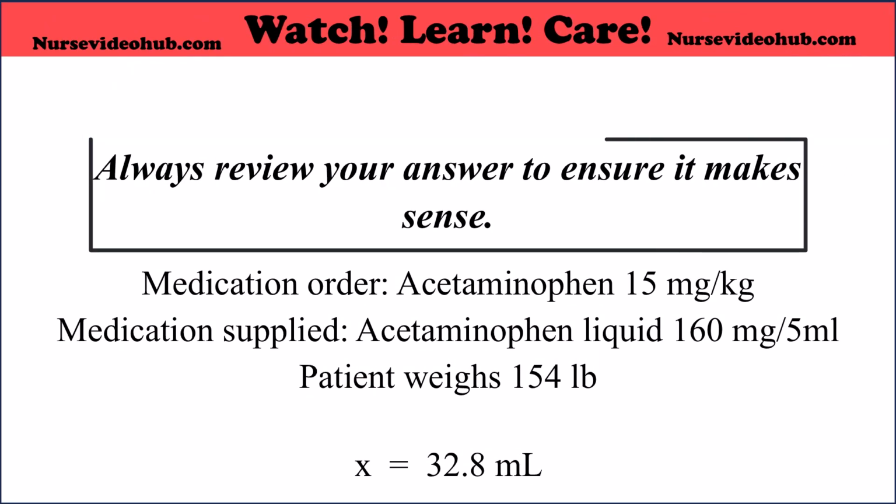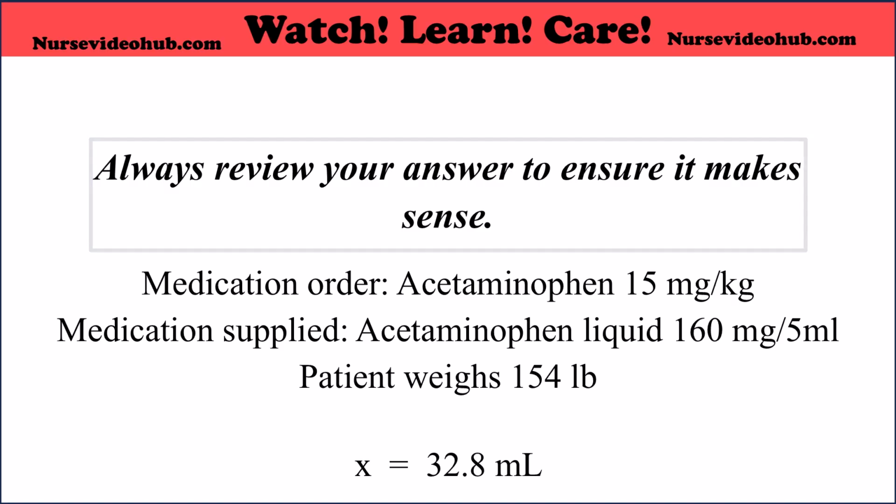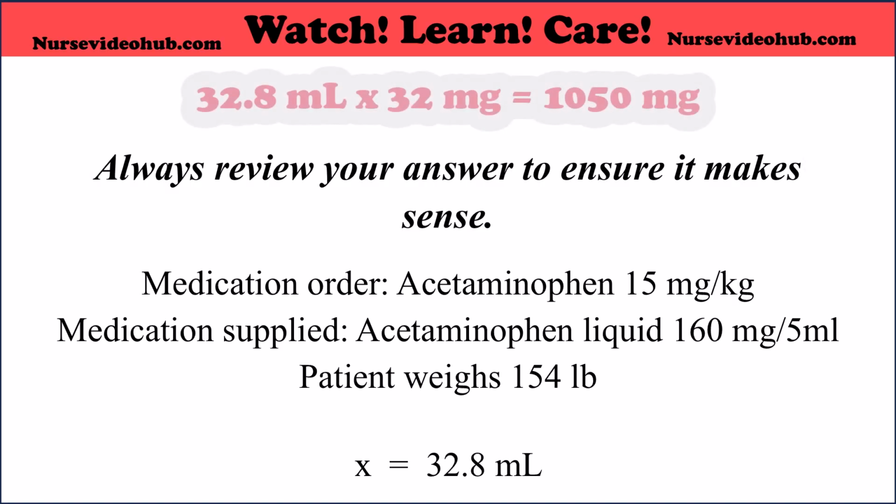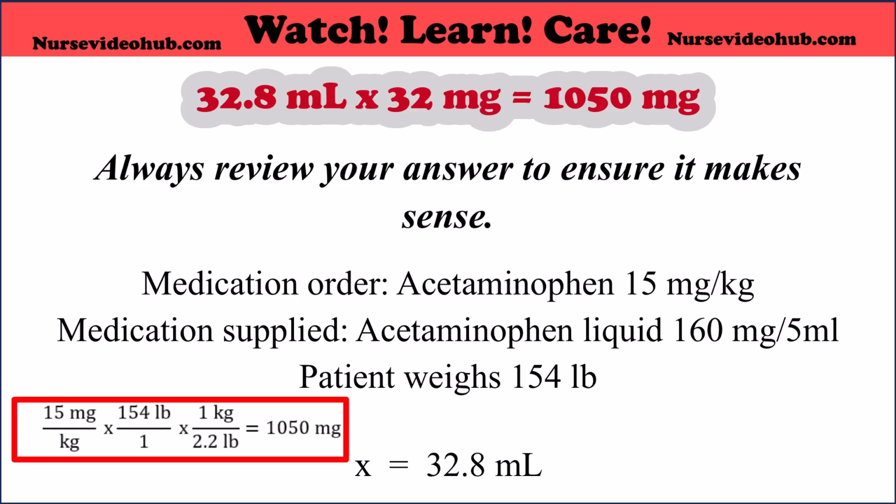Always review your answer to ensure it makes sense. The reverse method is to multiply the amount to be administered, 32.8 milliliters, by the concentration available, 32 milligrams, based on 160 milligrams divided by 5 milliliters, which equals the prescribed dosage, 1,050 milligrams, calculated by multiplying 15 milligrams per kilogram by the weight in pounds, and then converting the pounds to kilograms.